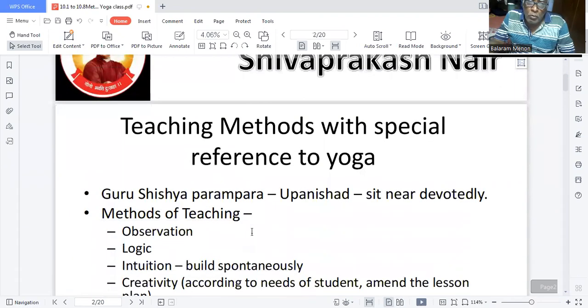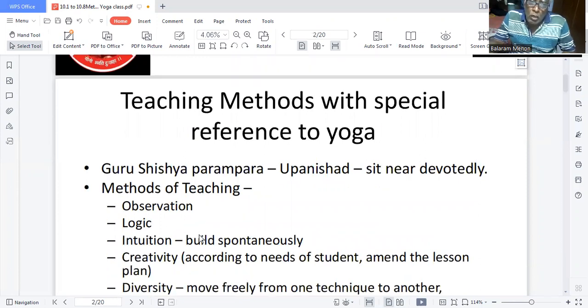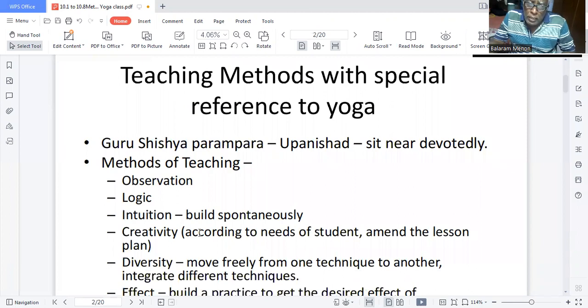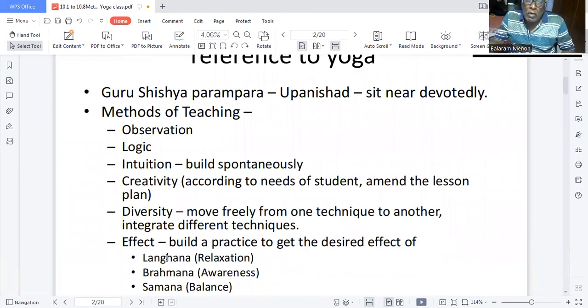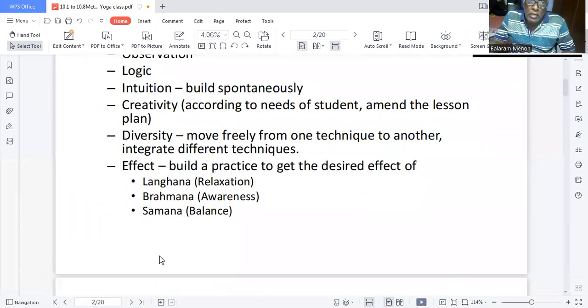Teaching method with special reference to yoga. Now this is the first topic. The Guru Shishya Parampara, the Upanishads, sitting near the devoted. What are the methods of teaching? In the olden days: observation, logic, intuition, build spontaneously, creativity, according to the need of the student amend the lesson plan, diversity, move freely from one technique to another, integrate the different techniques. Effect: build a practice to get the desired effects of Langana, that is relaxation, Brahmana, awareness, and Samana, that is balance.